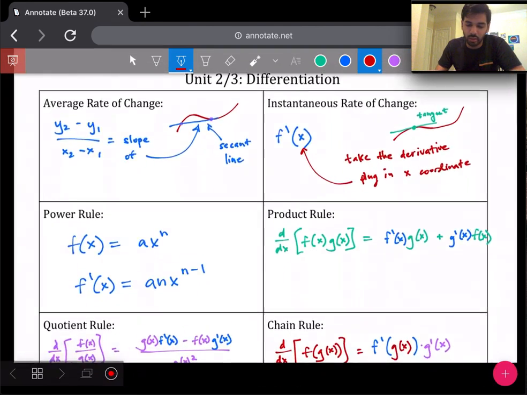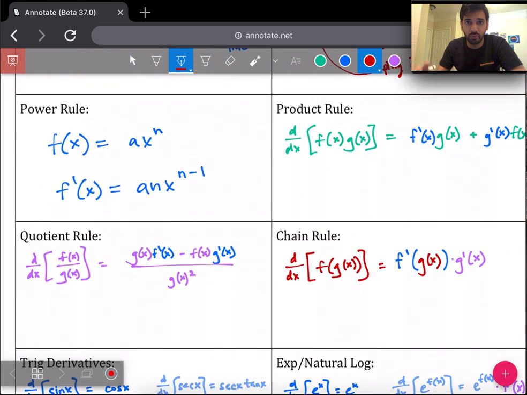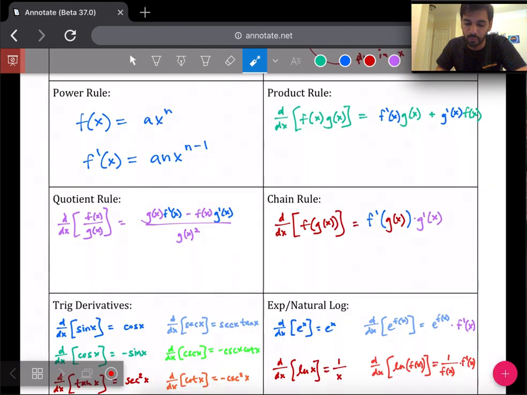Okay, these next 4 boxes are pretty straightforward. Power rule, product rule, quotient rule, chain rule. Nothing new here. These are just the formulas. The main one to remember is chain rule, because that's the one that people most often forget. When you have a function within a function, make sure you apply the chain rule. Okay, and if you have questions about any one of these, just let me know.